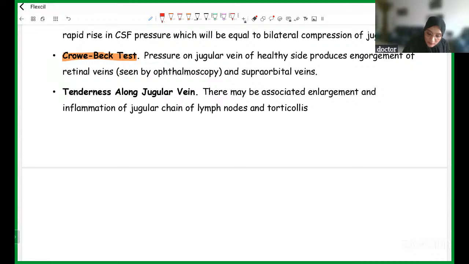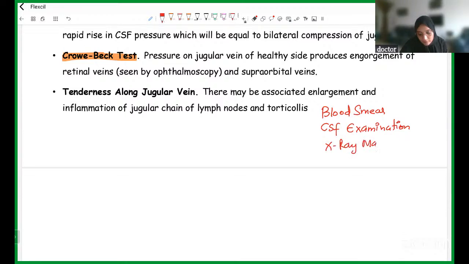You do a blood smear test to see if there is malaria or not, because the symptoms are sometimes similar to malaria, right? And you do a CSF examination. You do an X-ray of the mastoid bone, right? And you do a CT scan if required.